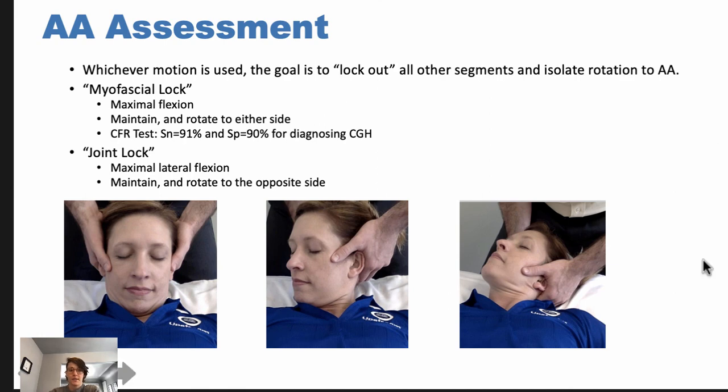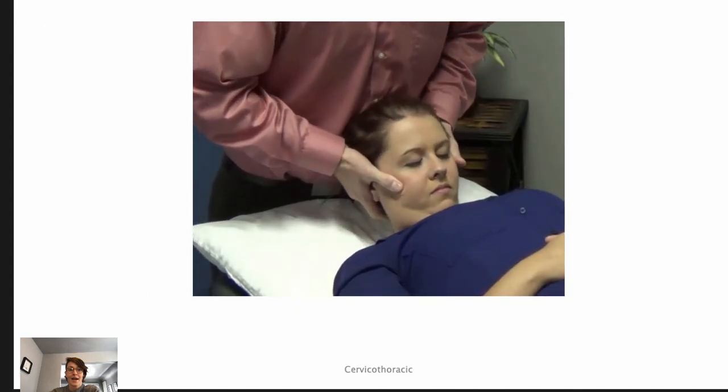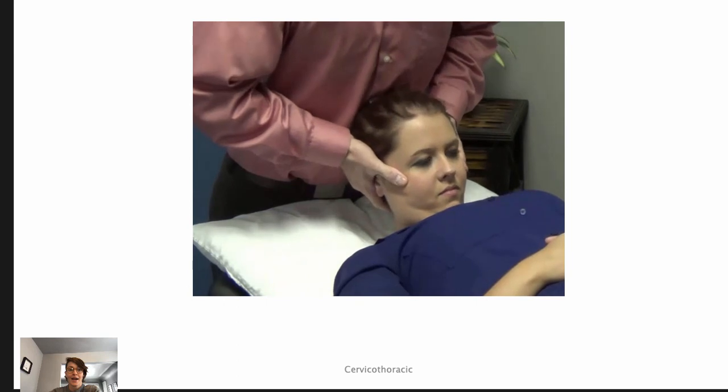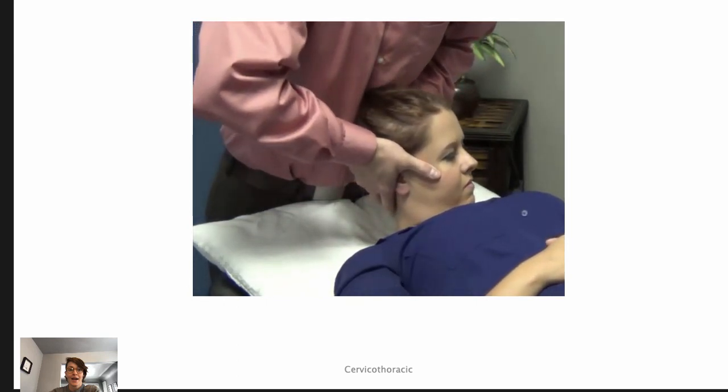So you're taking them into maximal side bending and then maintaining that side bending and assessing rotation. So the flexion rotation test is going to be a bit more valuable to you from a diagnostic standpoint, but there may be reasons that the patient's just not comfortable with that. Okay, so flexion rotation test, maintain all of that cervical flexion, and then go into rotation.